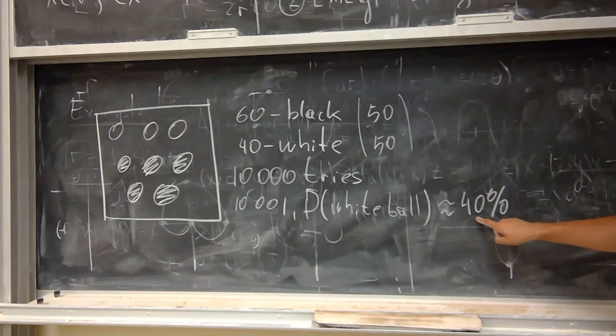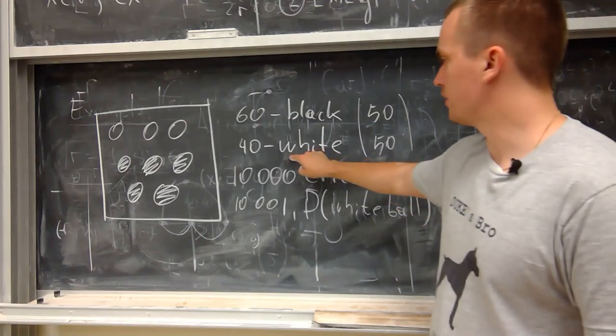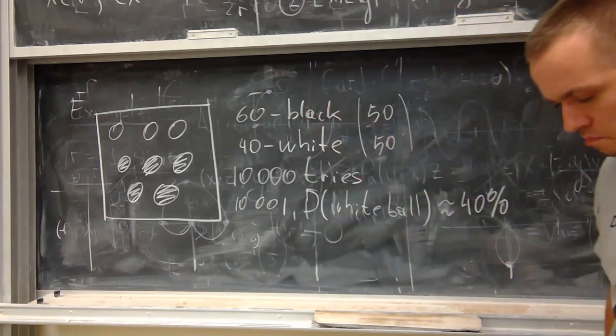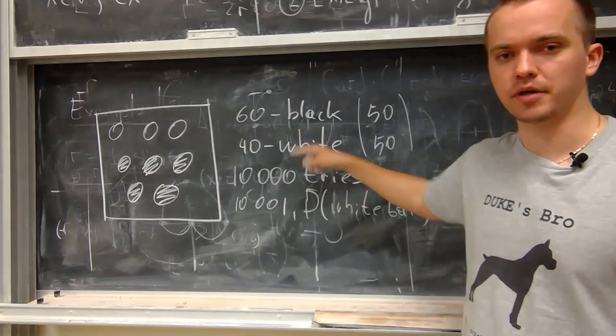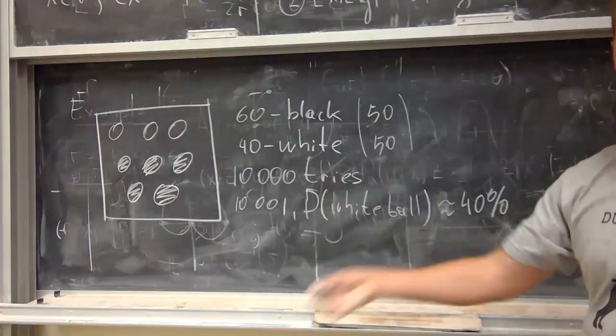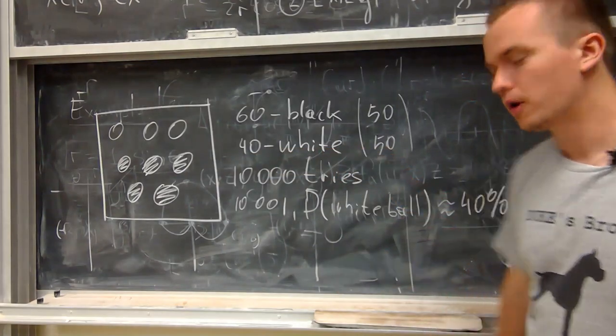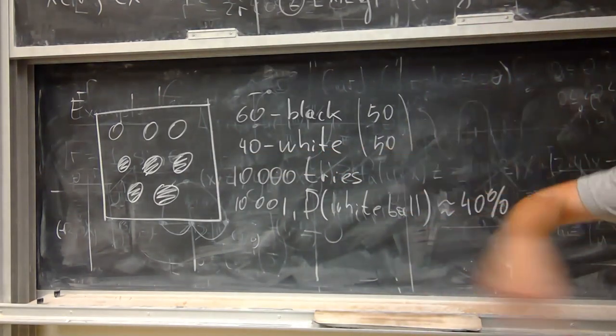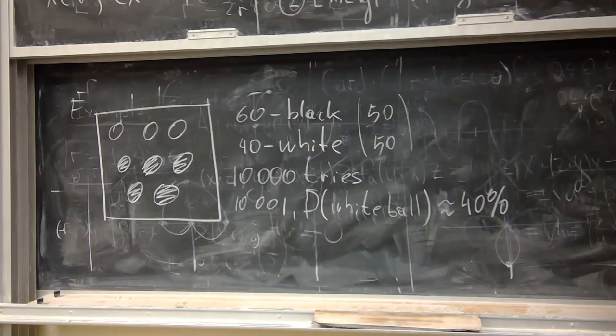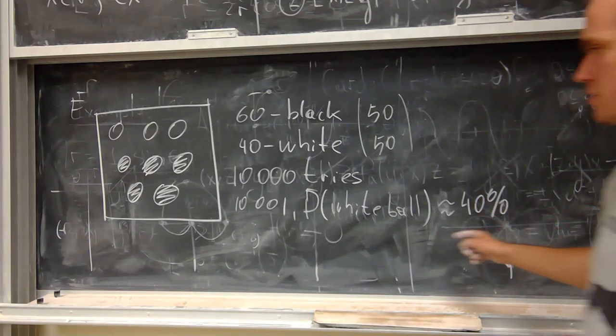So in the long run, the average, the probability that you were given in the beginning, because if you find the probability by taking the first ball, you have approximately a 40% chance of getting the white ball. If you repeat this process 10,000 times, then you will get almost exactly the same answer as what you started with.